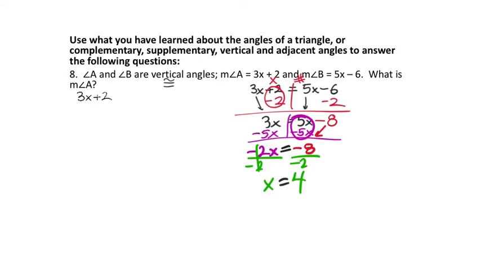But I know that x is 4 now, right? Just like we found there in green. So x is now 4. And then I solve this. 3 times 4 is 12 plus 2. 12 plus 2 is 14. Now, usually we would say that the measure of angle A equals 14.